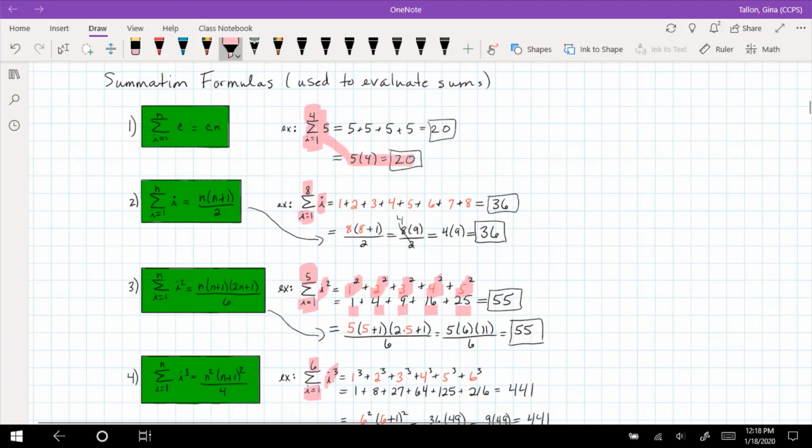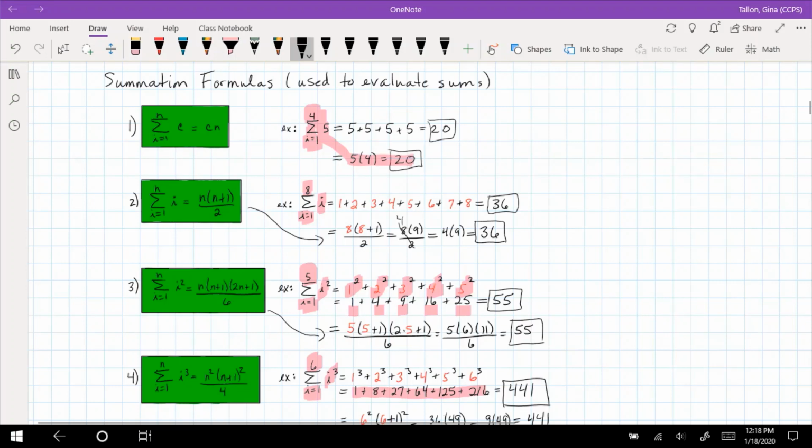That means I can use the formula, or I can just work it all out. This one's kind of easy to work out. I simply have to add the cubes up from 1 to 6. So you can see I'm going to have 6 terms: 1 cubed, 2 cubed, 3 cubed, 4 cubed, 5 cubed, and 6 cubed. I add all these up and I end up getting a sum of 441.